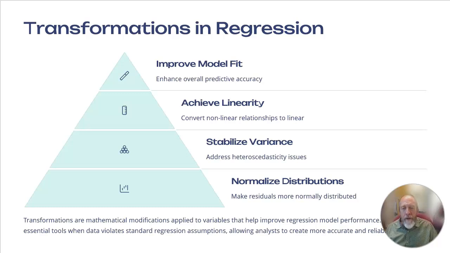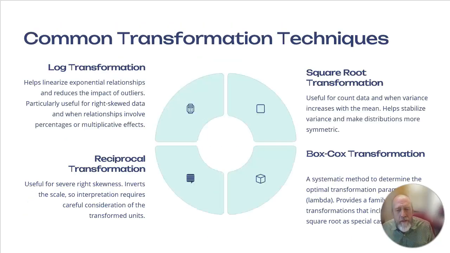linear. It might fit e to the x, beta naught times e to the beta 1 x might be the actual fit that fits it best. Well, that's not a linear regression. Well, actually, in reality, it is a linear regression with a transformation. So let's talk about some of the transformations.